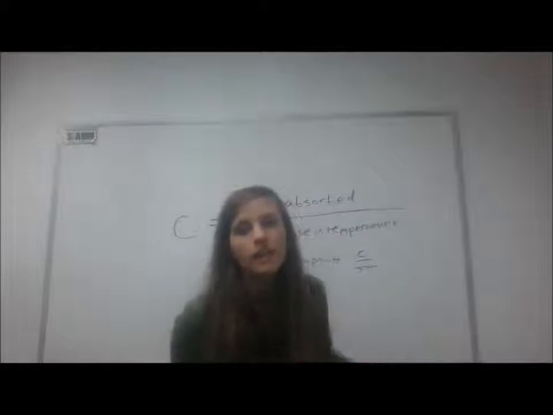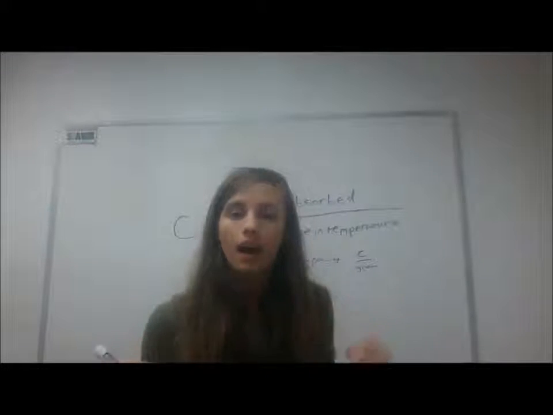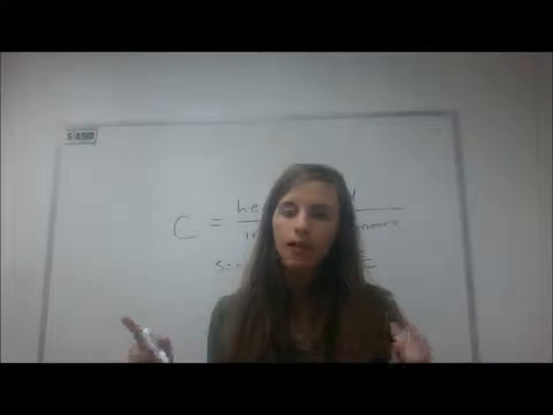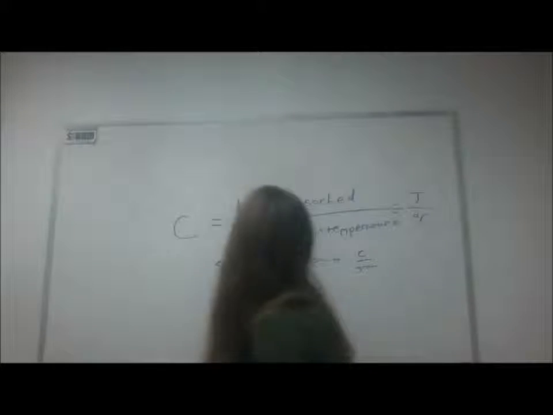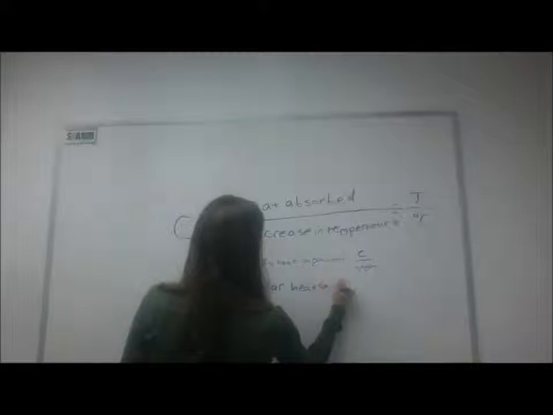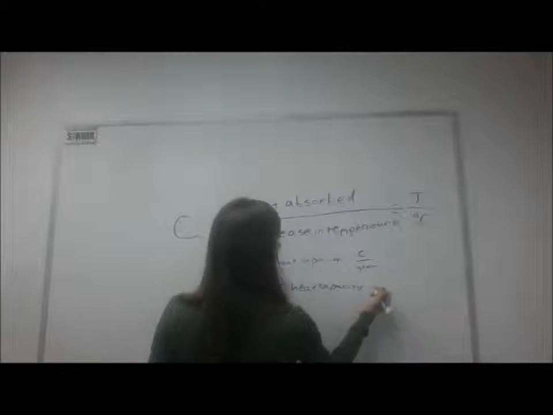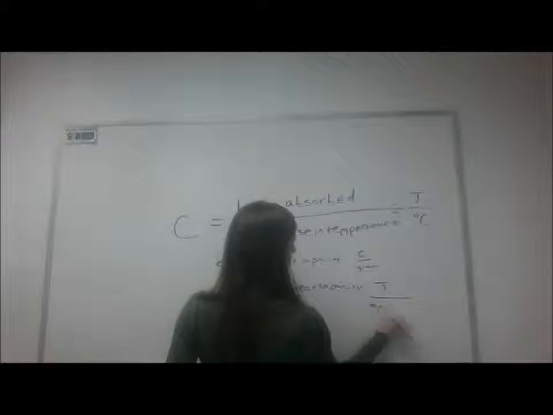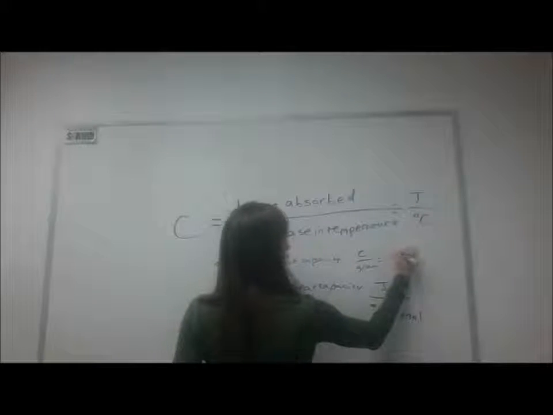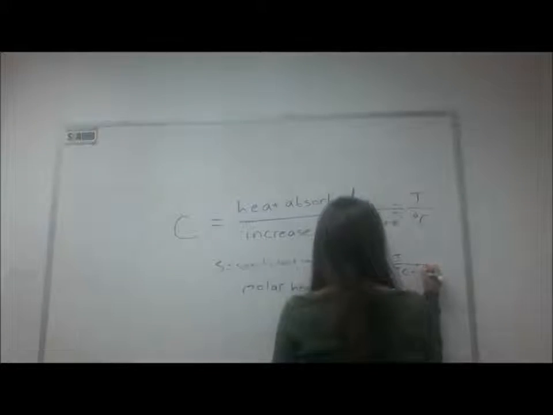If you want to know the specific heat capacity per mole of a substance, that's called the molar heat capacity. And by the way, the units of heat capacity are joules, which is the heat absorbed, per increase in temperature, which is in degrees Celsius. So the molar heat capacity would have units of joules per degree Celsius times mole. And this would be joules per degree Celsius times gram.